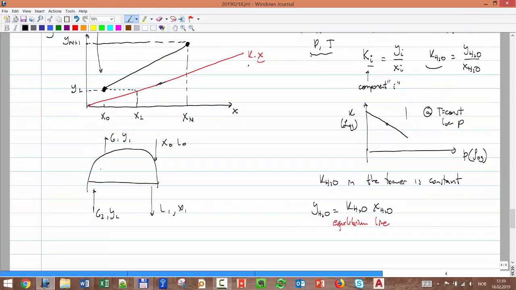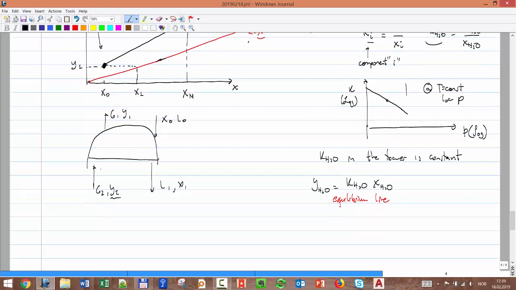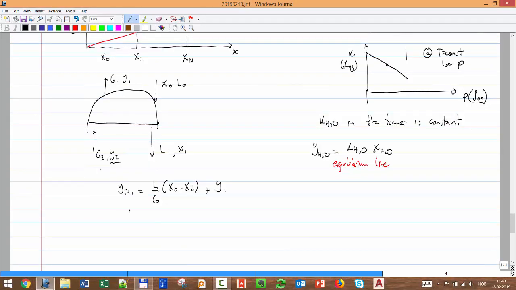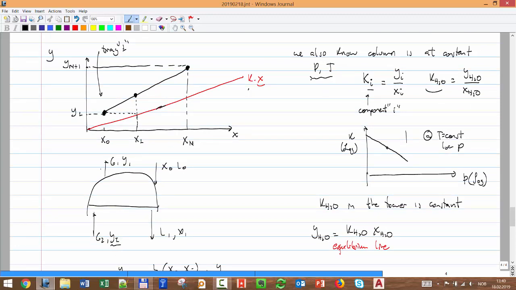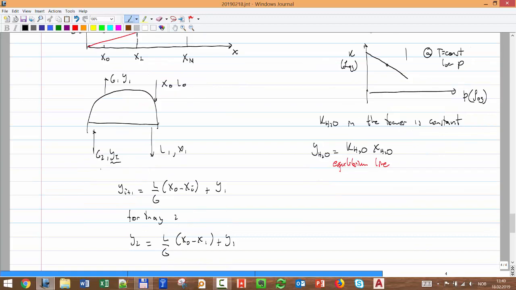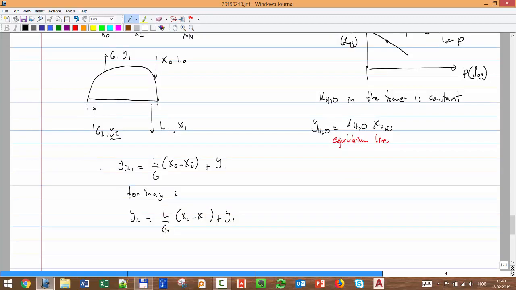Okay. How do I find now Y2? Remember our equation, right? Y(i+1) is equal to L/G times (X0 minus Xi) plus Y1. If I apply it for tray 2, that means Y2 will be equal to L/G times (X0 minus X1) plus Y1. Yes? That means that I have to move now up to that line. So here is tray 2. Now I'm not in equilibrium. I have used now the second equation to calculate Y2. I'm moving on that line.